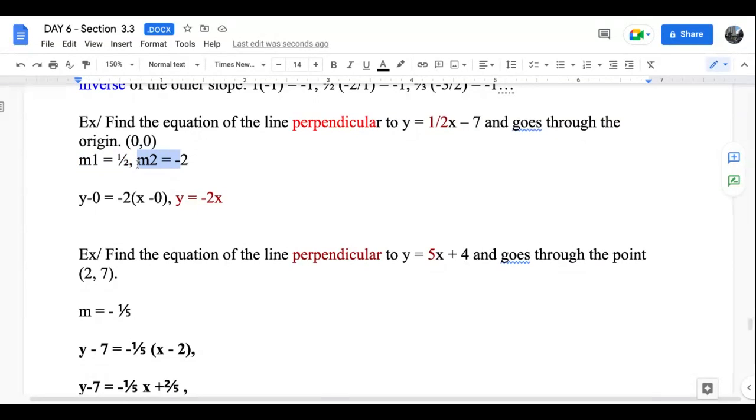Then how do we figure out m2? Remember, m2 by definition is the opposite inverse. Well, what's the inverse of half? The inverse of half is 2 over 1. It's opposite: m1 is positive, so m2 has to be negative. So -2 over 1 simplified is just -2. Check: -2 times half equals -1.